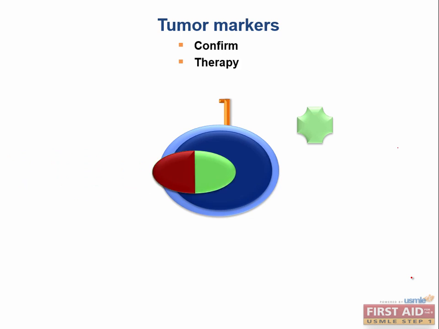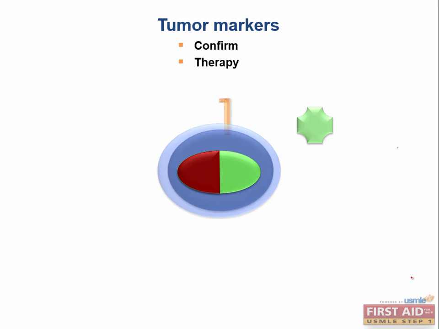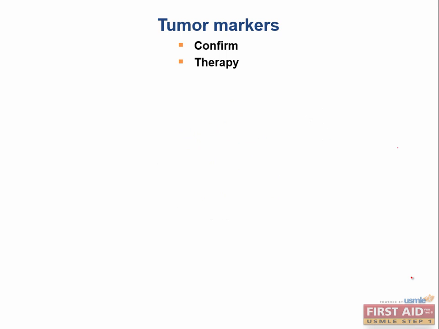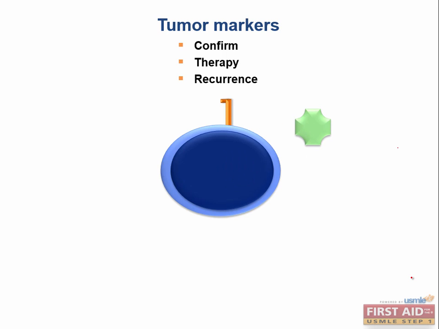The second main thing is they monitor effectiveness of therapy. So here's a chemo drug being fed to this cancer cell, and if it kills it, then the tumor burden is going to drop, and we're going to know that that drug is working. Okay? And the third and final thing is if that tumor cell pops back up and recurs, we're going to know it because the tumor marker is going to increase. All right, so that's what tumor markers do. That's the purpose that they serve.